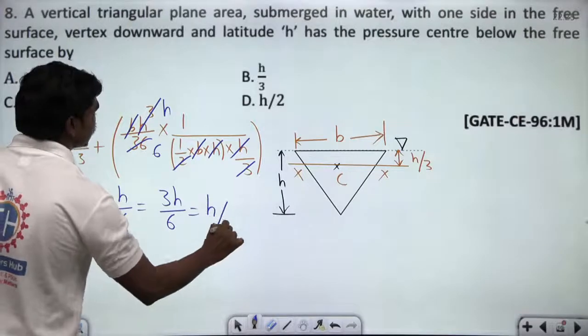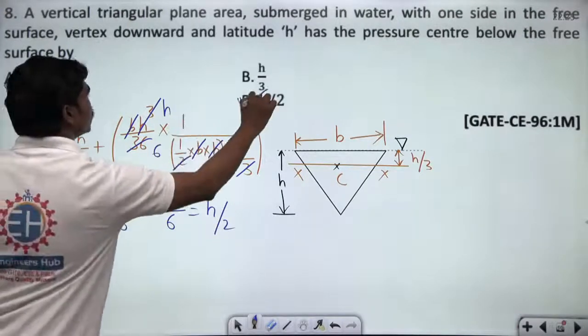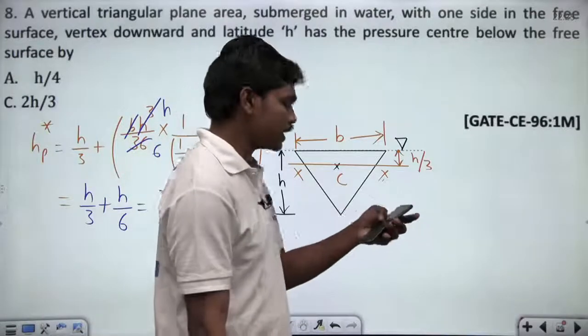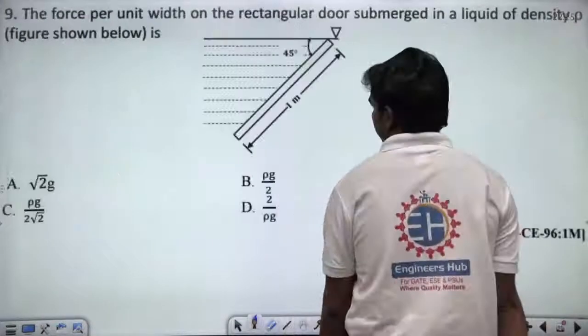Okay, this is the same thing that we have done yesterday, and H by 2 is the correct answer in this case. Clear? Yes, D, H by 2 is the correct answer. Very good. Let's go for the next question.